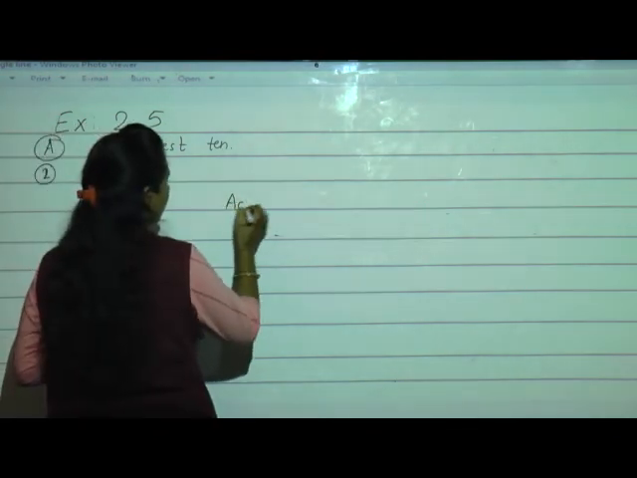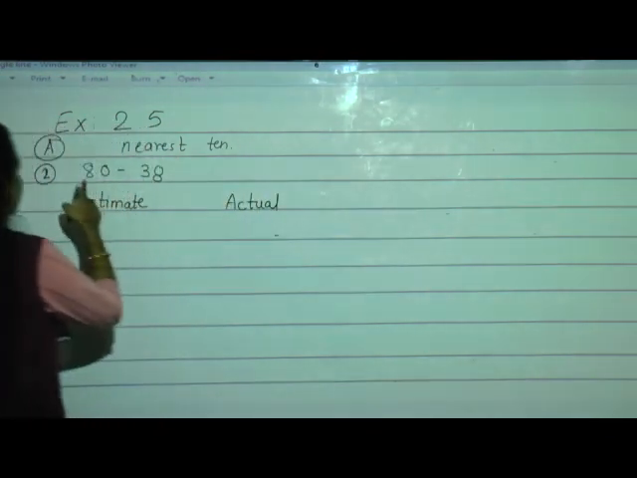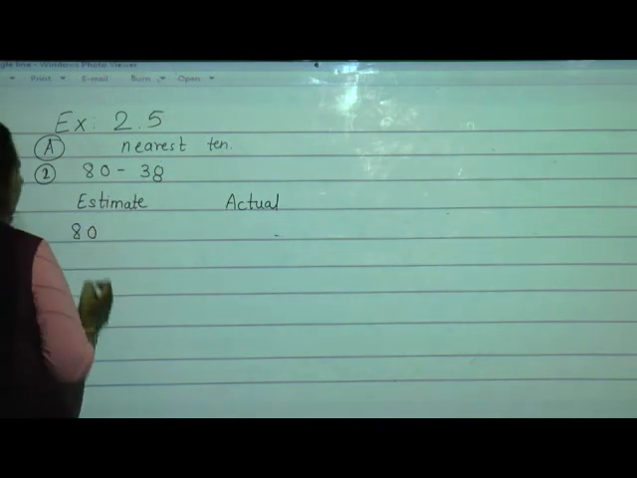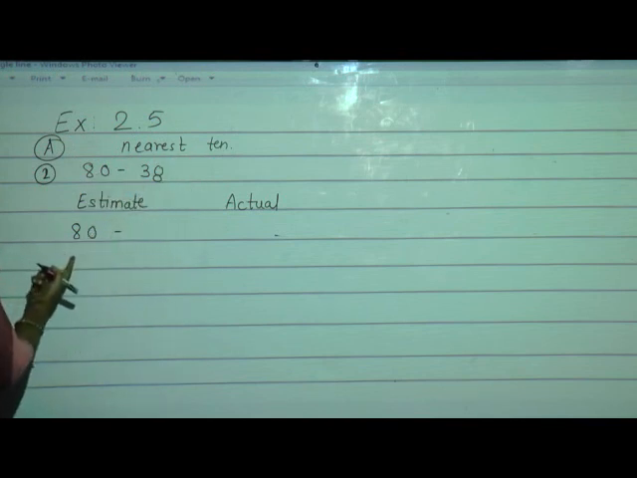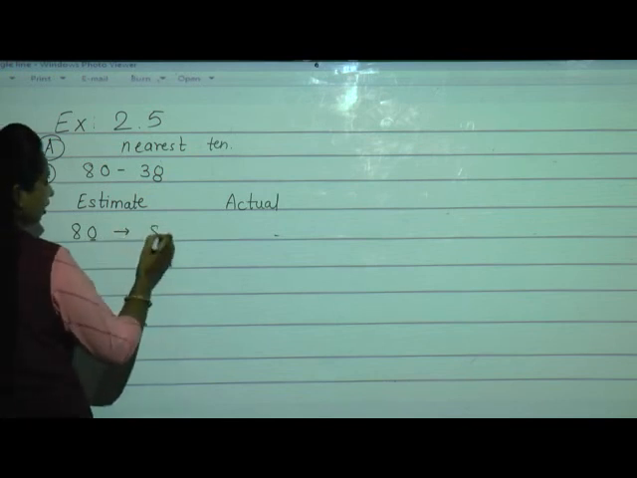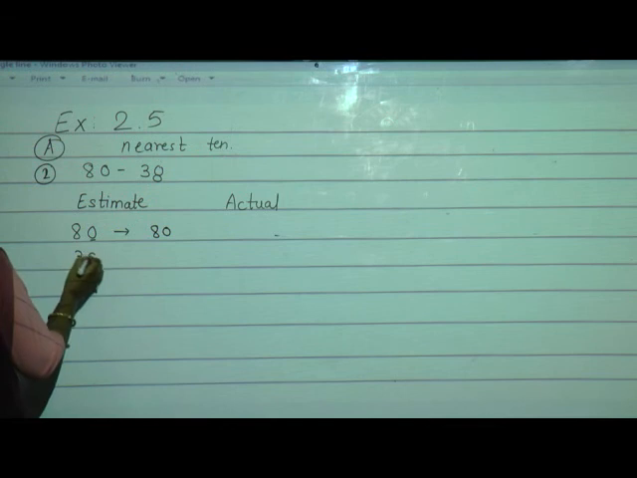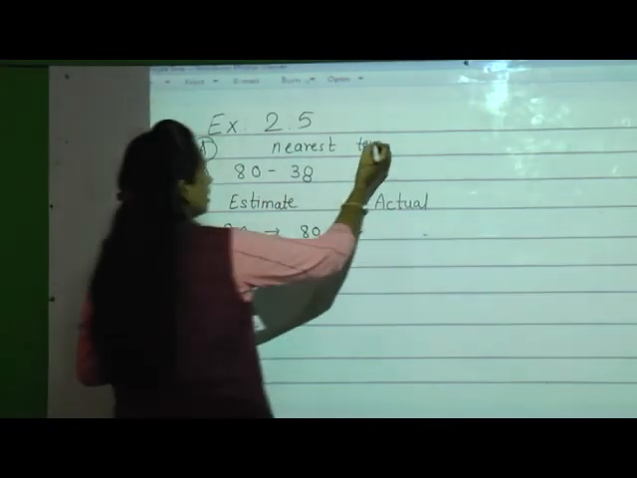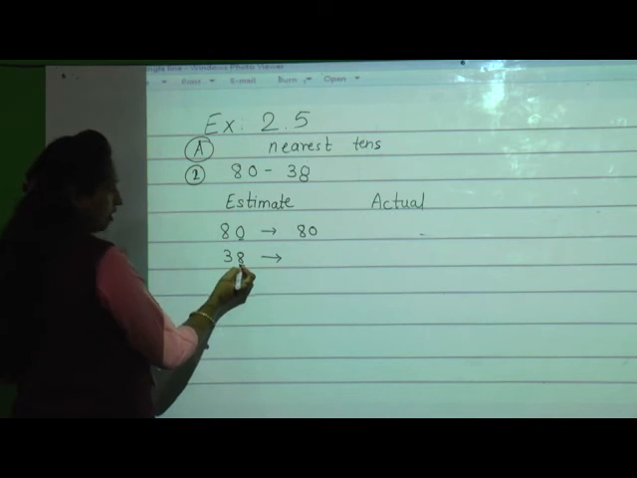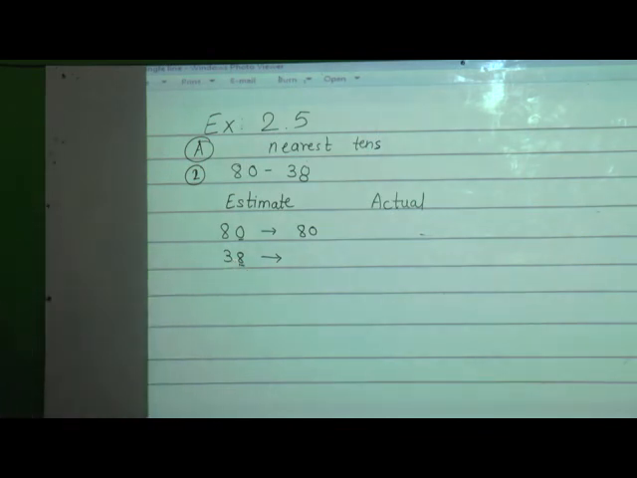Estimate and actual. First I'll write here 80. Now 80 is already there, and they said we have to round off the numbers to the nearest tens. Already 0 is there, so the rounded number is 80. And what about 38? Whenever we are rounding to the nearest tens, underline the ones place. See what is there on the ones place?